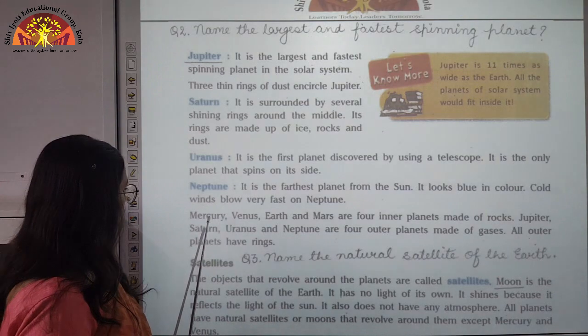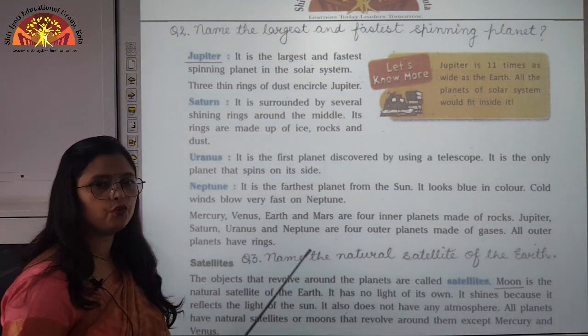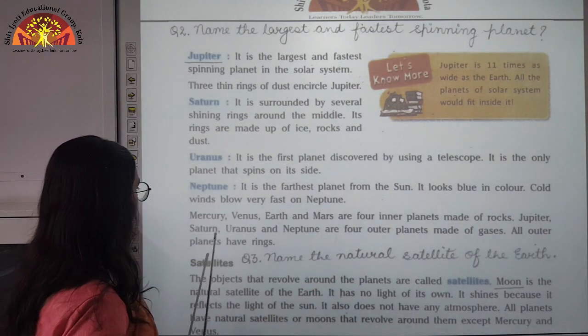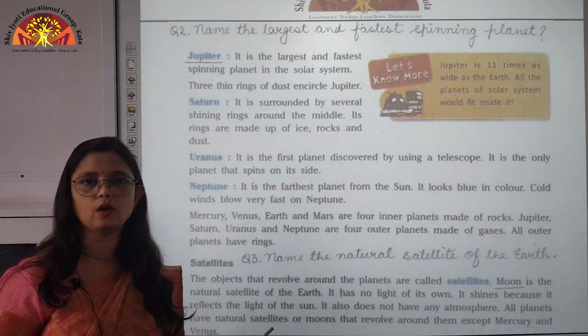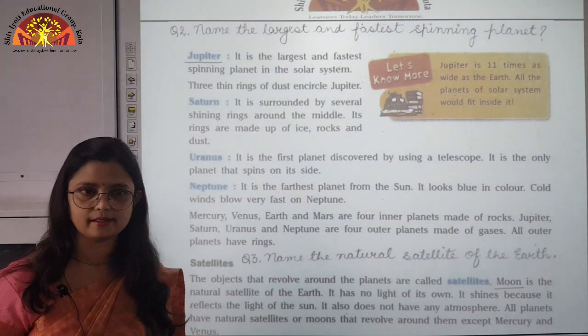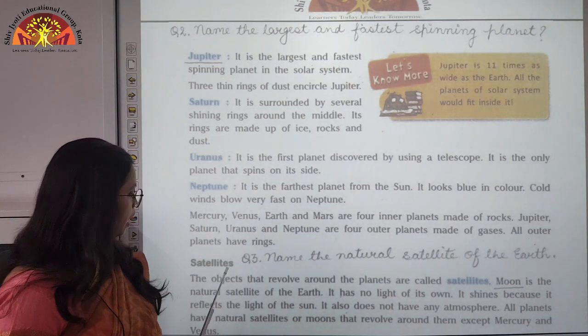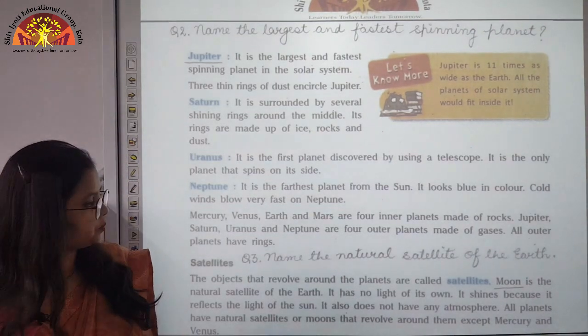Okay. Now Mercury, Venus, Earth and Mars are 4 inner planets, and these 4 inner planets are made up of rocks, and Jupiter, Saturn, Uranus and Neptune are 4 outer planets, and these outer planets are made up of gases. Okay. All the outer planets have rings. Now we come to the next topic, that is satellites.